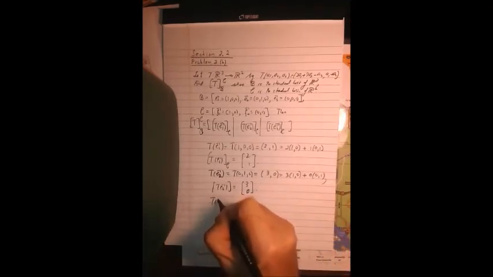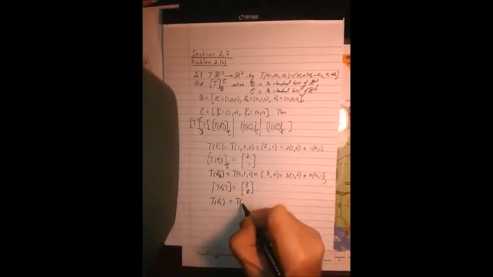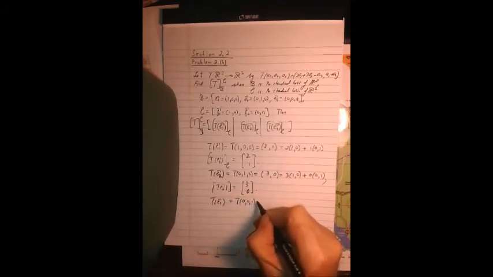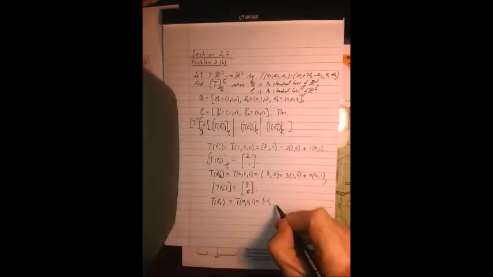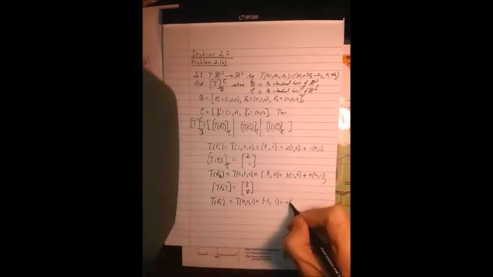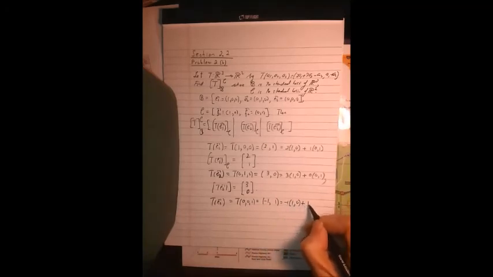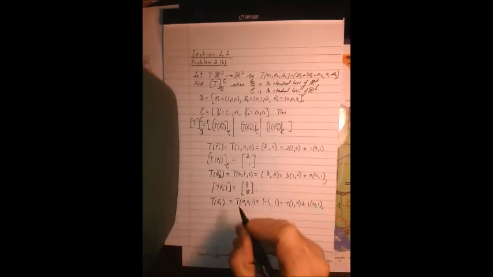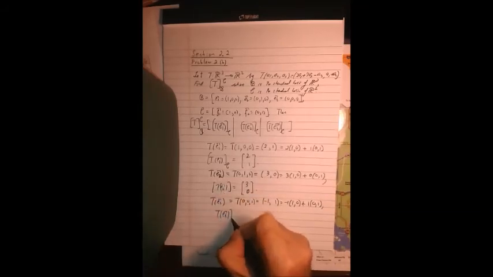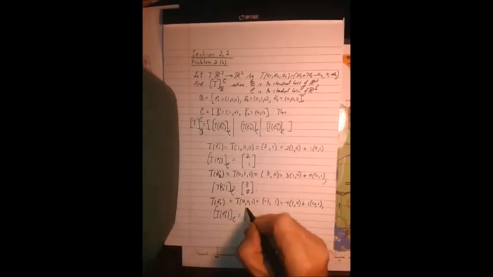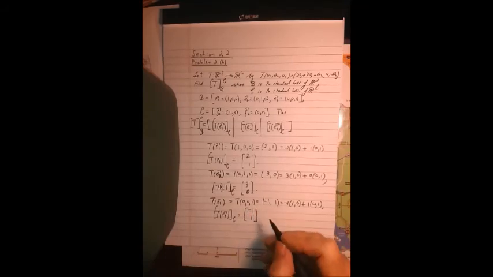Okay, then T of e3 is T of (0, 0, 1). So now we put a1 equals 0, a2 equals 0, and a3 equals 1, and we obtain the vector (-1, 1), which is minus 1 times our first basis vector plus 1 times the second. And that means the coordinate vector of T of e3 relative to C is the vector (-1, 1).